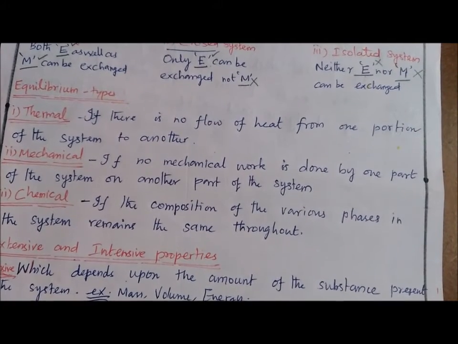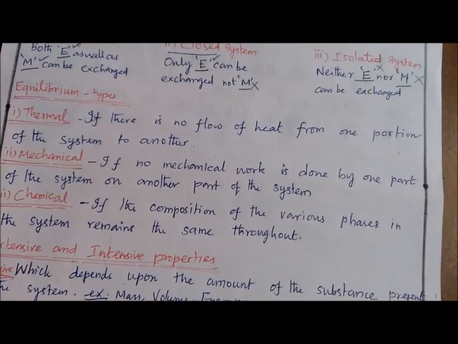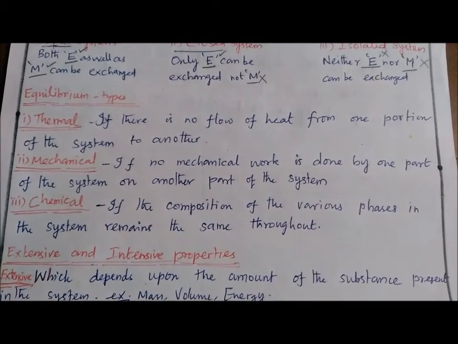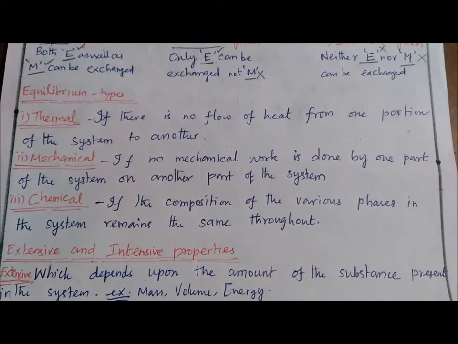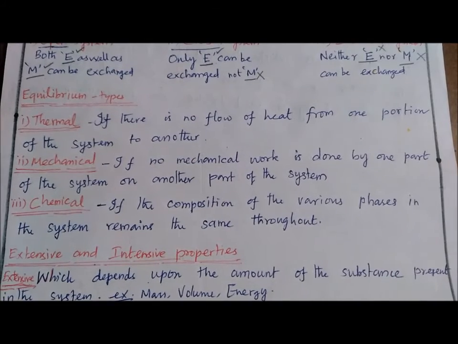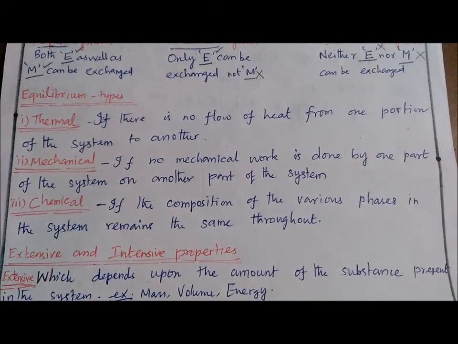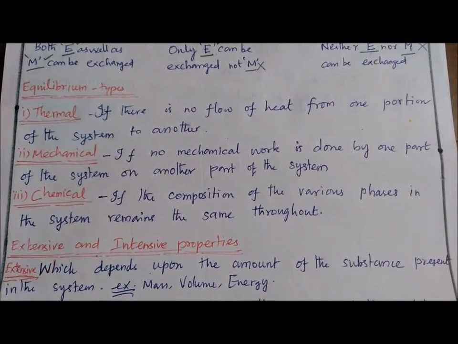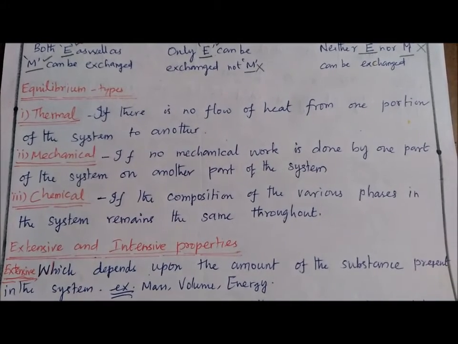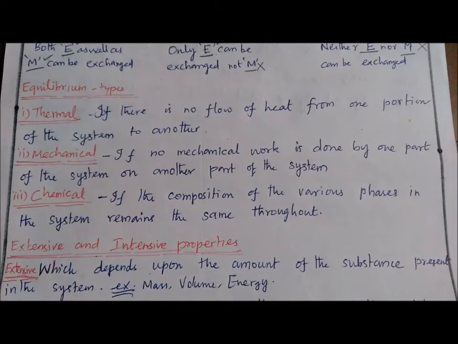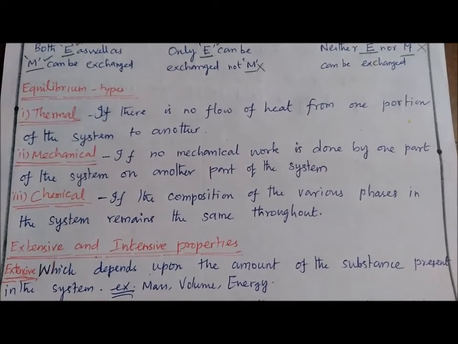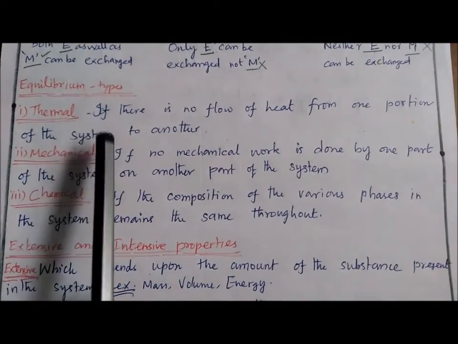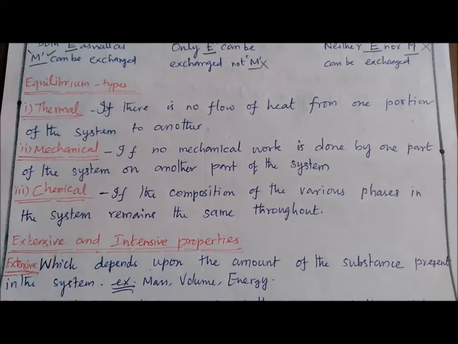Suppose a system is heterogeneous, that is, it consists of more than one phase. Then if it is in equilibrium, the macroscopic properties in the various phases remain unaltered with time. That is what is called thermodynamic equilibrium. In fact, the term thermodynamic equilibrium implies the existence of three kinds of equilibria in the system. The three are thermal equilibrium, mechanical equilibrium and chemical equilibrium.